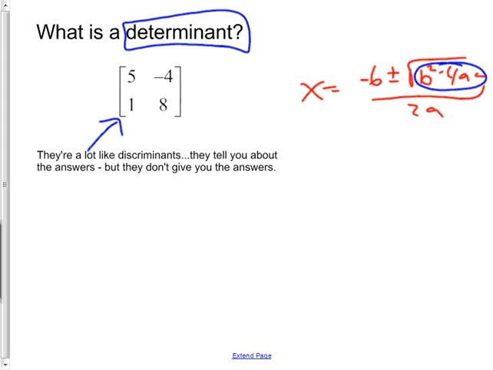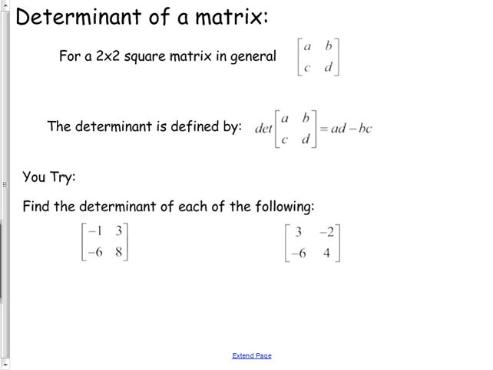So what is a determinant? You take your numbers and you do a special thing to them, and that's the determinant. So the determinant of a matrix for a 2 by 2 in general is defined by, if you take this, it's AD minus BC. Did you get what they just did there? Here's A times D minus B times C. Okay?